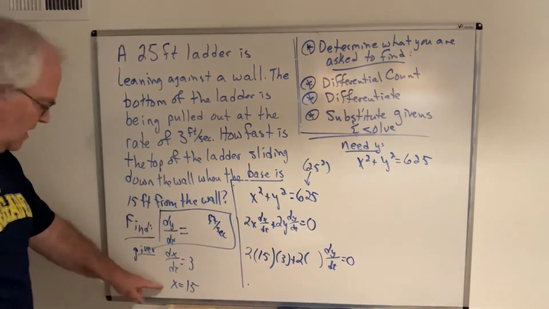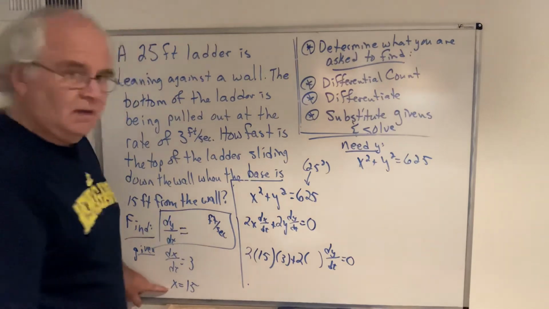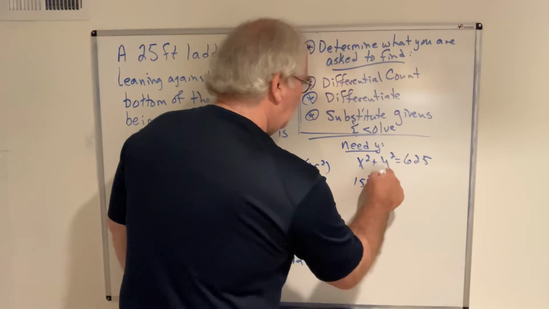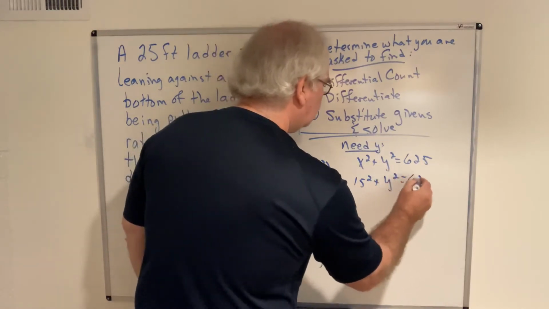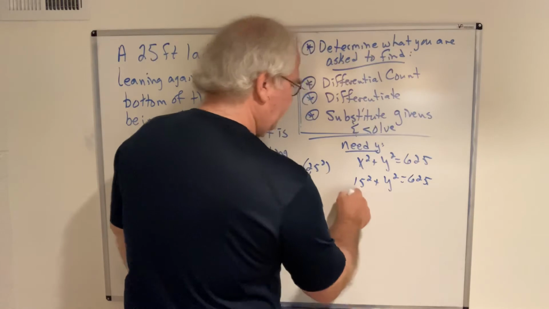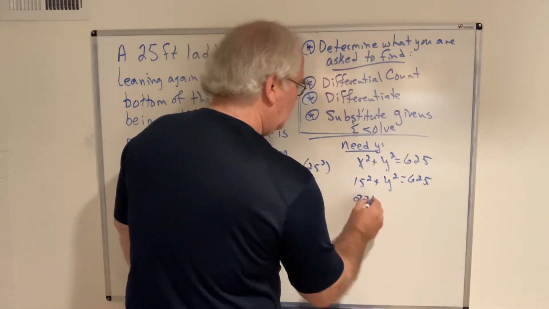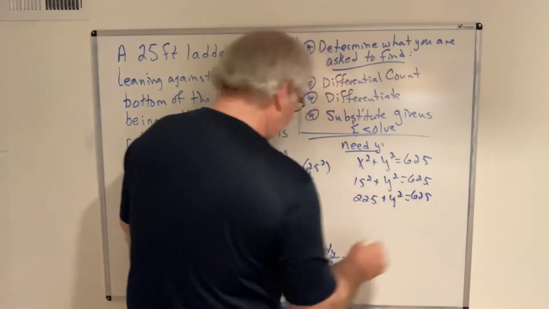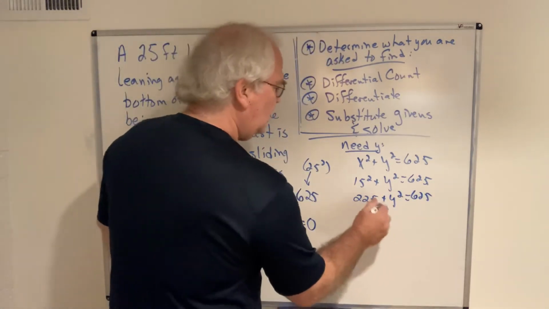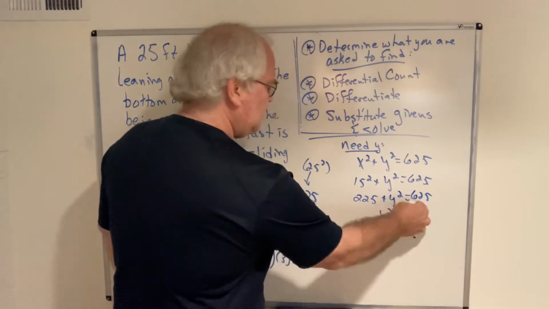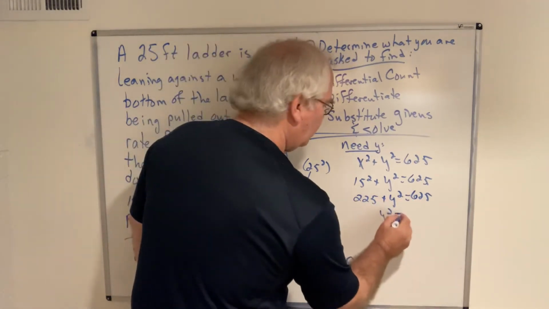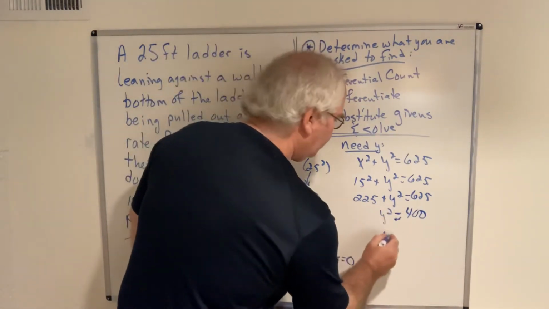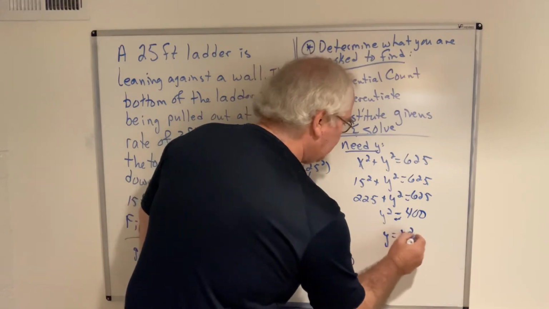And what do we have? X is given to be 15. Y is what we're looking for. And so 15 squared is 225, plus y squared is equal to 625. I'm going to run out of space here in just a minute if I'm not careful. So y squared is 625 minus 225. Well, I can do that in my head. That's 400. And the square root of both sides of that, that's positive or negative 20.